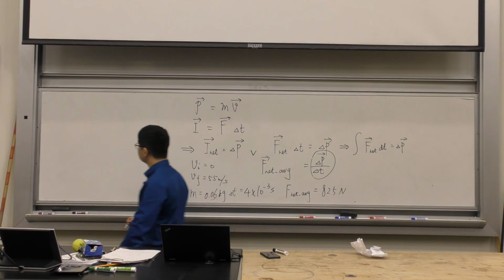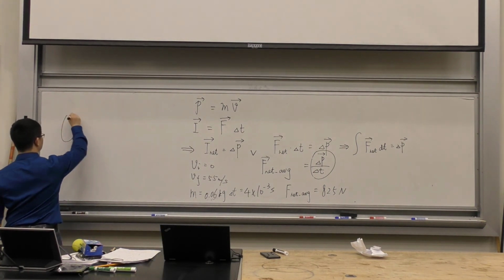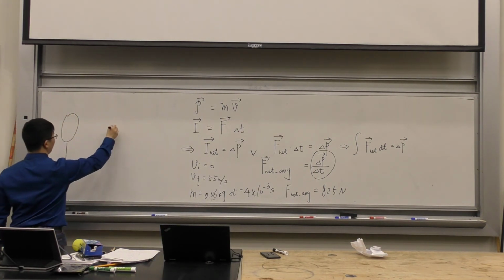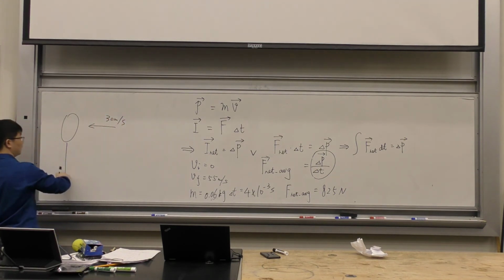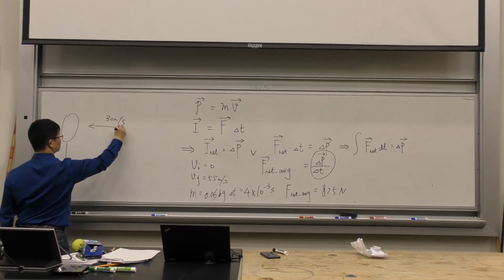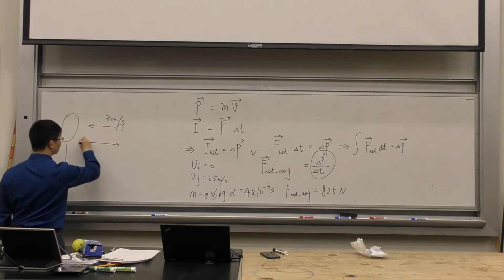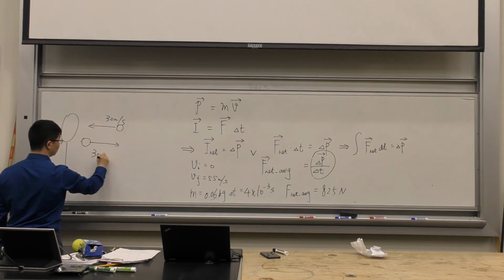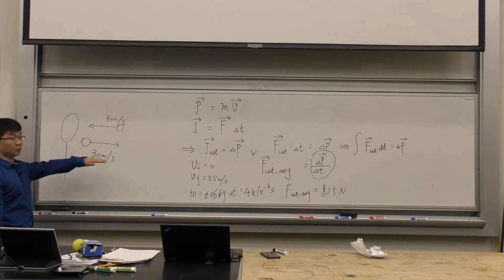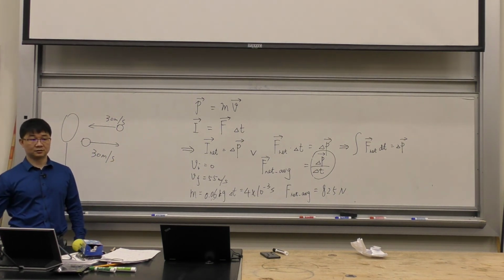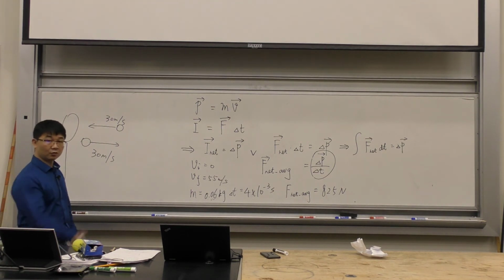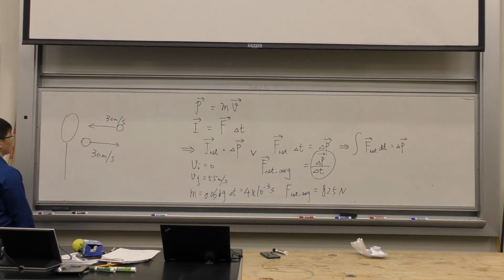But in this case, this is what happens. So this is a racket. The ball comes in with 30 meters per second. The player is going to hit the ball, and then he's going to return the ball with the same speed, but in the opposite direction, of course. That's how the tennis ball is played. He's going to return the ball to the opponent.